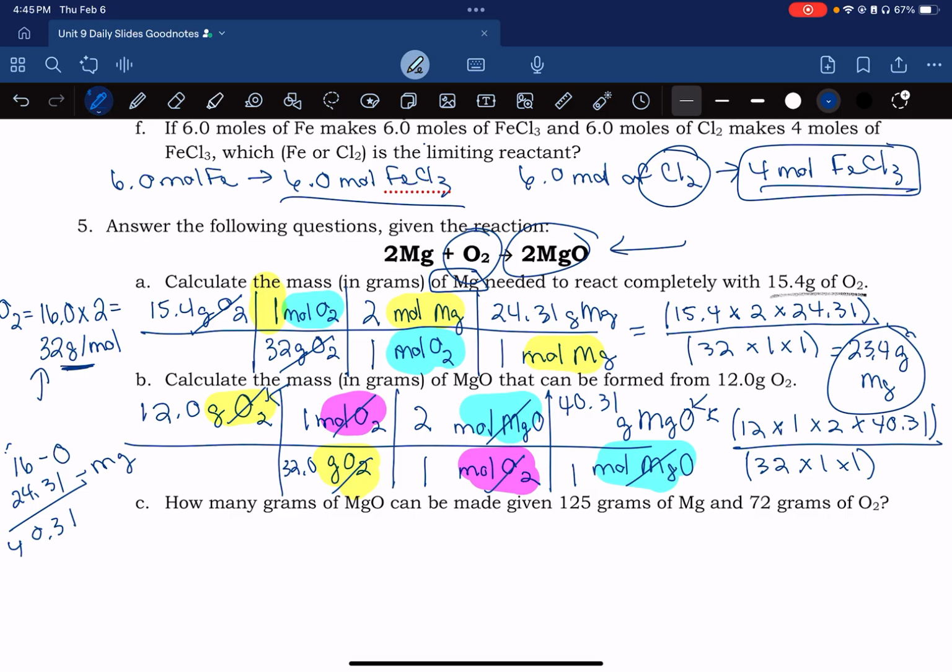12 times 1, which I don't really need to do, times 2 times 40.31. And then I hit enter, divide, and in parentheses 32 times 1 times 1. It's 30.23. All right, let's say 30.23 grams of magnesium oxide. That is our answer.